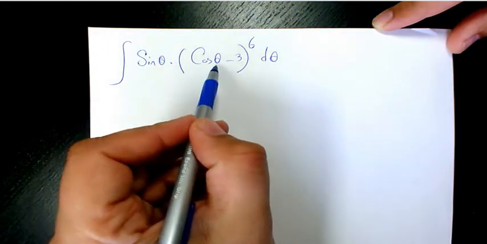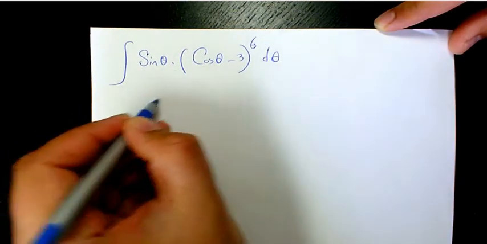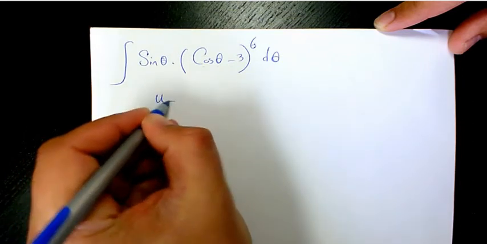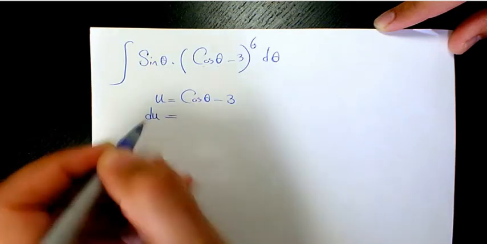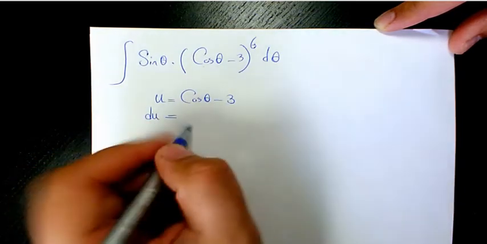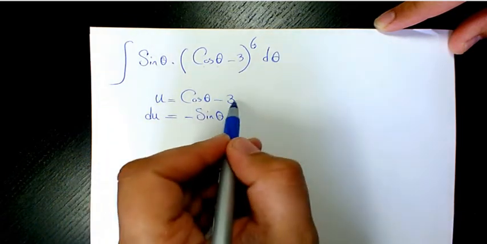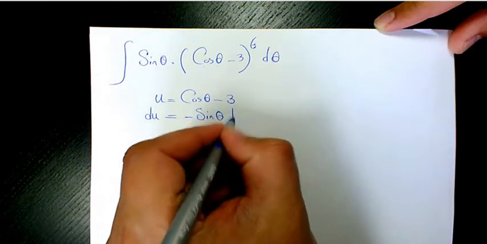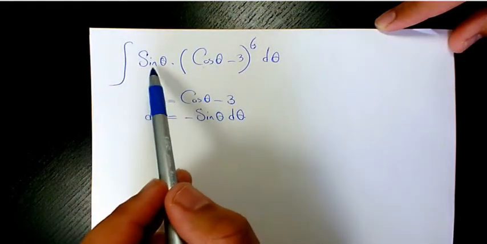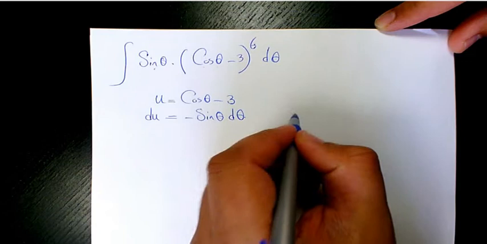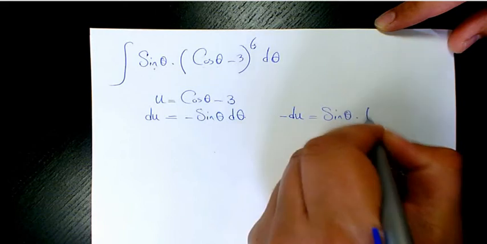So we have cosine theta minus 3 to the power of 6 and we have sine theta in here. If we want to use integration by substitution, I'm going to have u equals cosine theta subtract 3, and du over d theta, which is the derivative of this function, is going to be negative sine theta, which is the derivative of cosine. The derivative of negative 3 is 0. And we have d theta as well. As you see in the question, we have sine theta and d theta. So negative du is going to be equal to sine theta d theta.